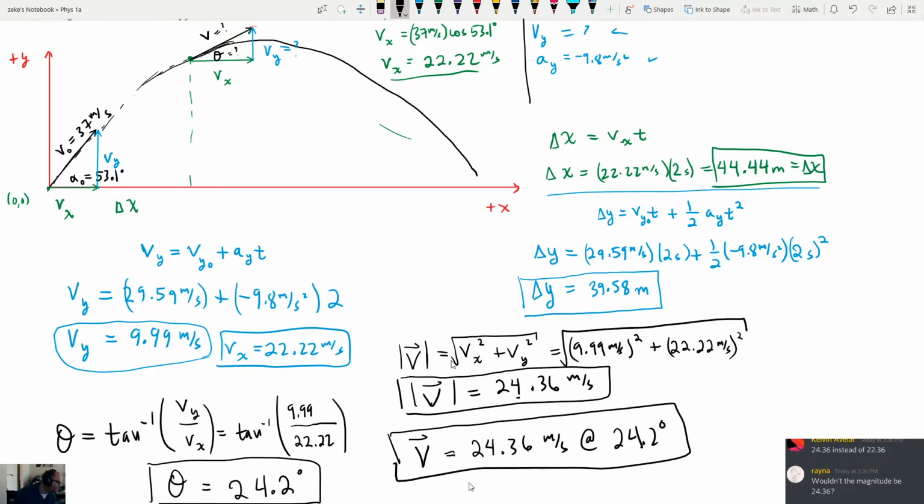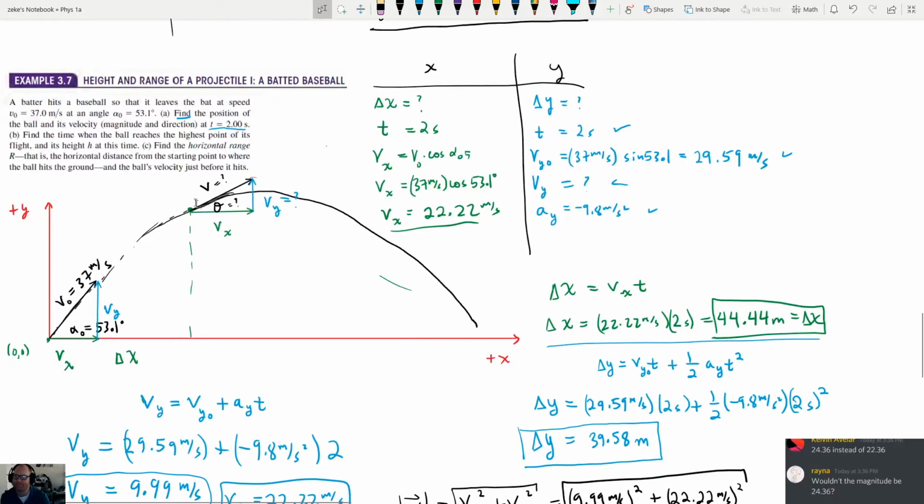Okay. 3:38. Took us 18 minutes to do one part of this problem. All right, so let's keep going. The next part says, B. Find the time when the ball reaches its highest point of flight and the height h at this time. So we need to find the time that it takes to get to right here, basically. Okay?